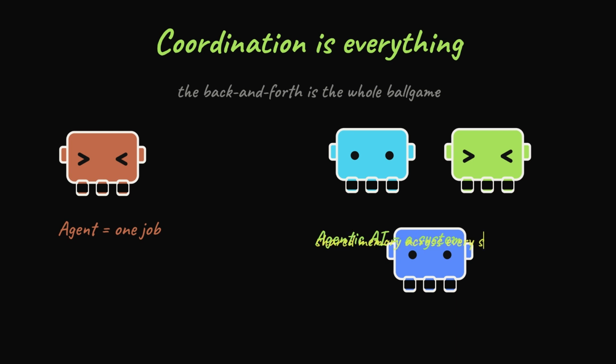Agentic AI is a system where multiple agents coordinate, hand information back and forth, and work toward a bigger goal together. That coordination piece, the back and forth, the shared memory across steps, that's the whole ballgame. Without it, you just have a pile of separate agents doing unrelated things.